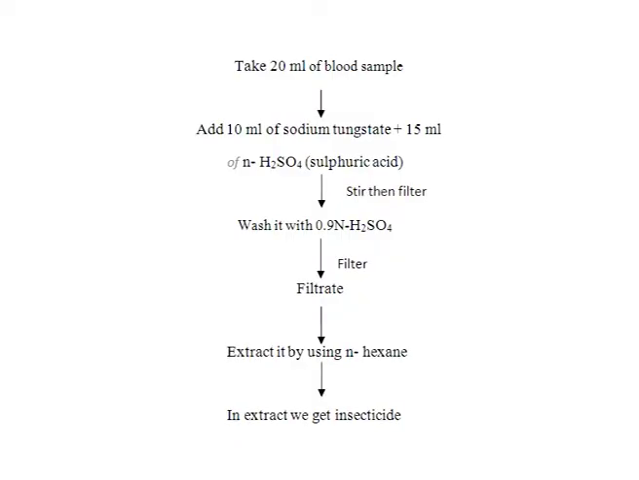Method 4. Extraction of pesticide in blood. Take 20 ml of blood sample, add 10 ml of sodium tungstate and 15 ml of N-sulfuric acid. Wash it with 0.9 N-sulfuric acid. Filter the extract using N-hexane. In the extract, we will get the insecticide.